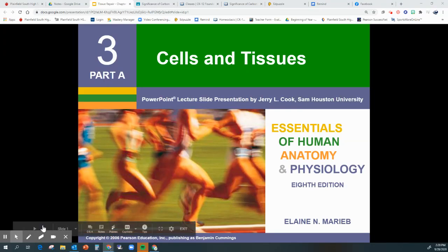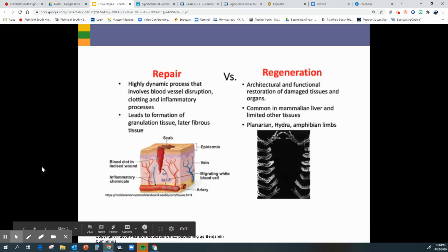All right, guys. So the last lecture for this unit, for Unit 3, is going to be about tissue regeneration. There are two basic ways tissue can fix itself. One of the ways is through repair. This is a pretty dynamic process that involves regrowing blood vessels, involves a clotting process. There's also an inflammatory process involved with this. And then eventually, what will actually happen is the body will start to lay down what's called granulation tissue. This is kind of the basics or the embryonic tissue that will later turn into a scar.